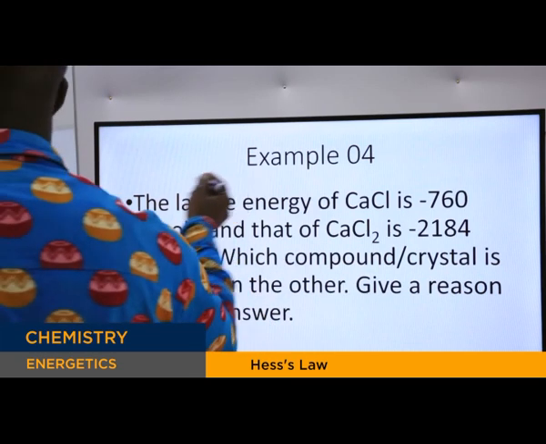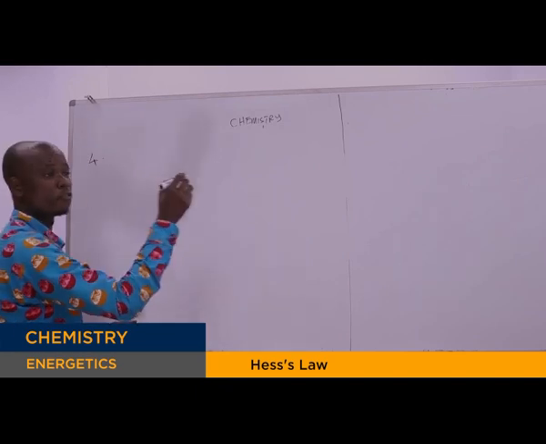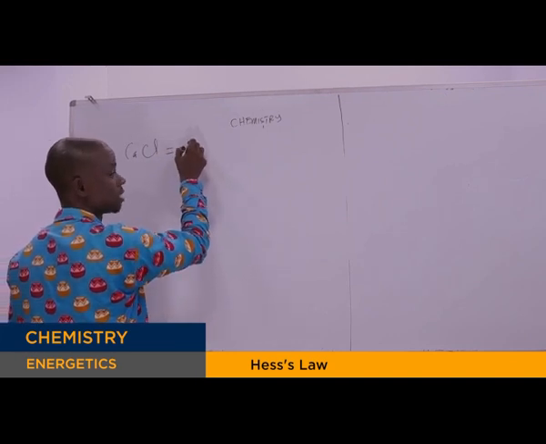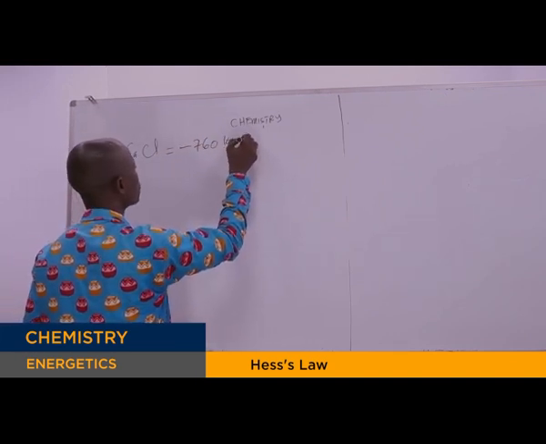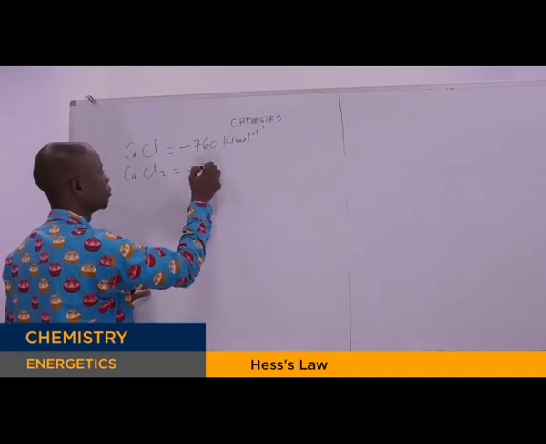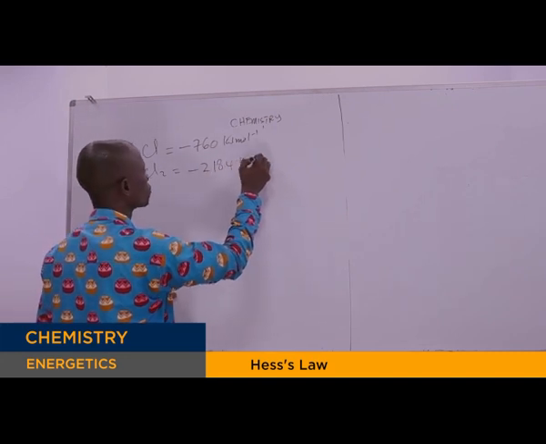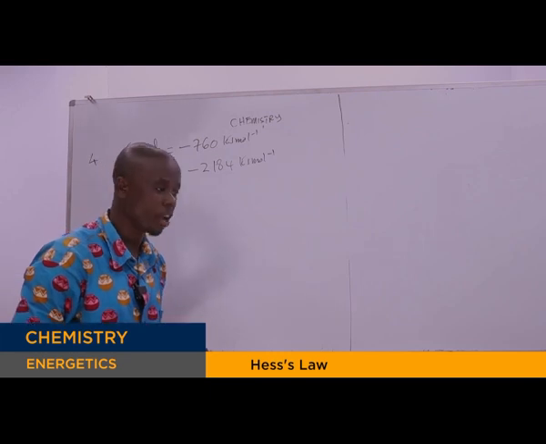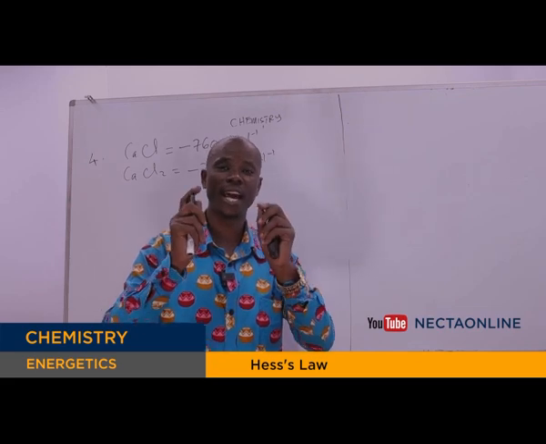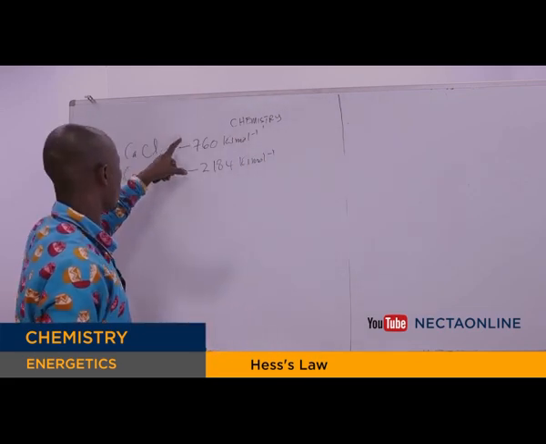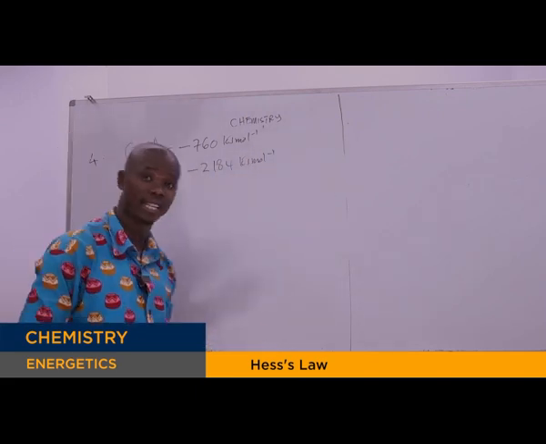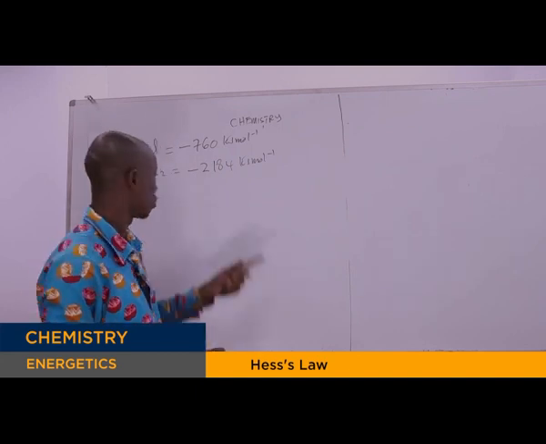When you are given the compounds, in this example 4, you are given calcium 1 chloride. The enthalpy is negative 760 kilojoules per mole. The second one is calcium 2 chloride, which is negative 2,184 kilojoules per mole. When you are given these questions, you have to compare the energies given out, because the processes of forming these compounds are purely exothermic, since their values are given as negative. The enthalpy changes are negative, so they are exothermic.